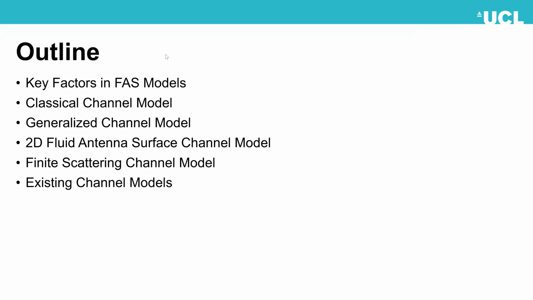Okay, so this is the outline of my tutorial. Firstly, I will talk about the key factors in fluid antenna system models. After that, I will introduce you to several existing channel models, such as classical channel model, generalized channel model, 2D fluid antenna surface channel model, and finite scattering channel models. In addition, it's also very important to note that there are many other channel models in fluid antenna system. So what I'll do here is that I will briefly discuss the unique features of some of the existing channel models, and you may refer to relevant papers for more comprehensive treatment.